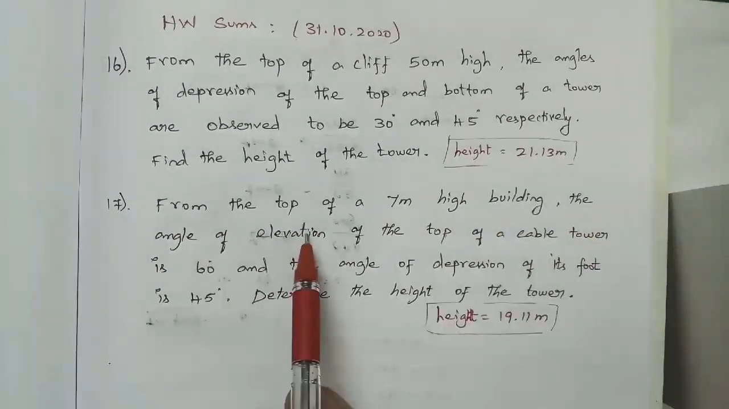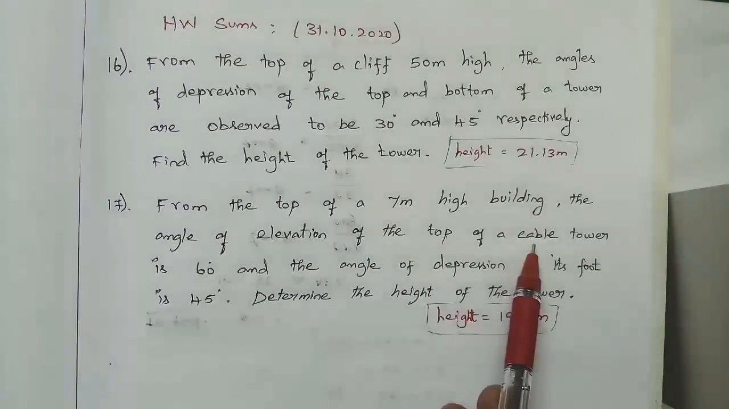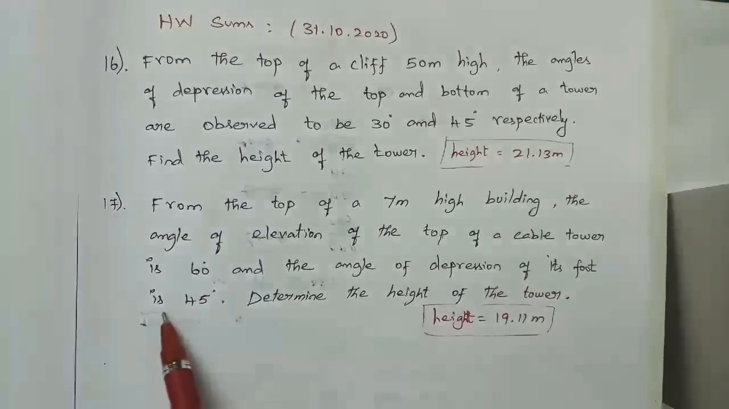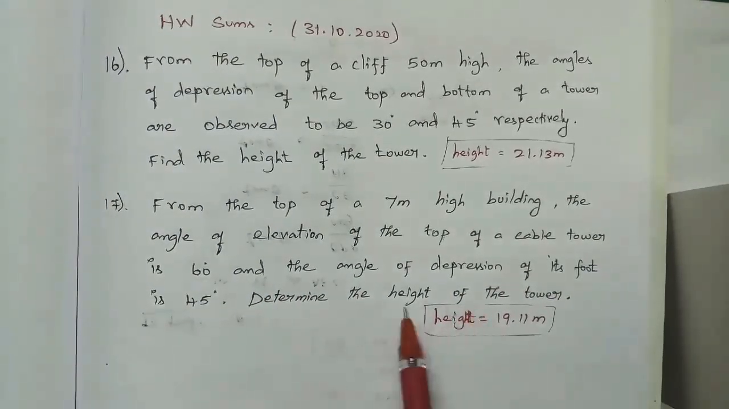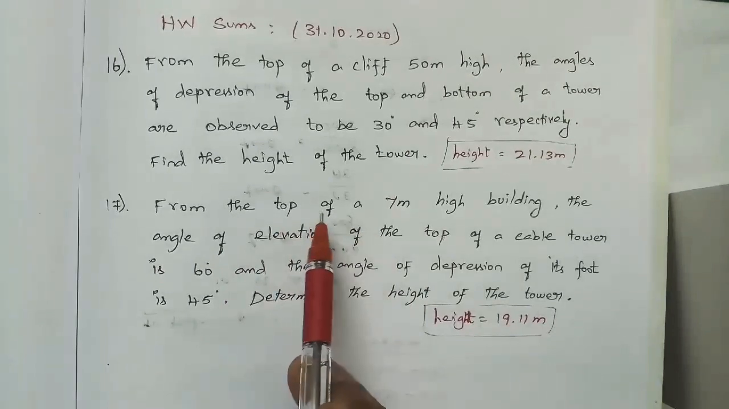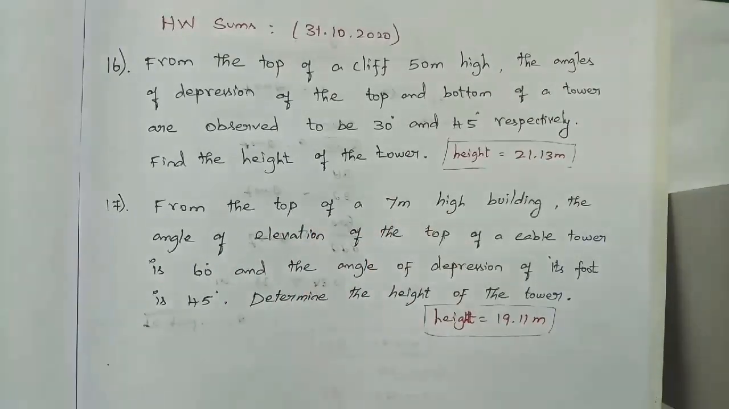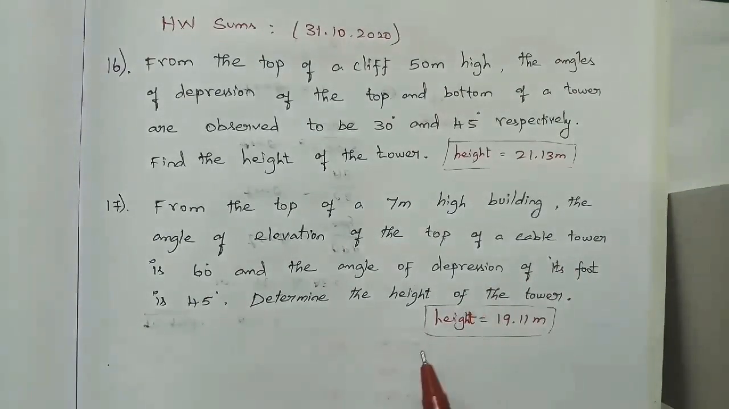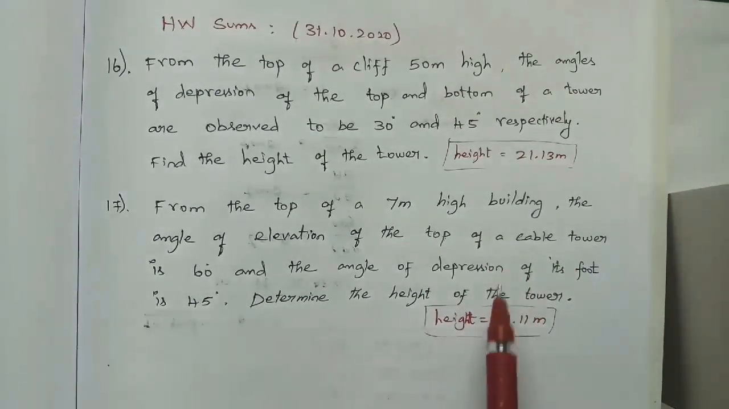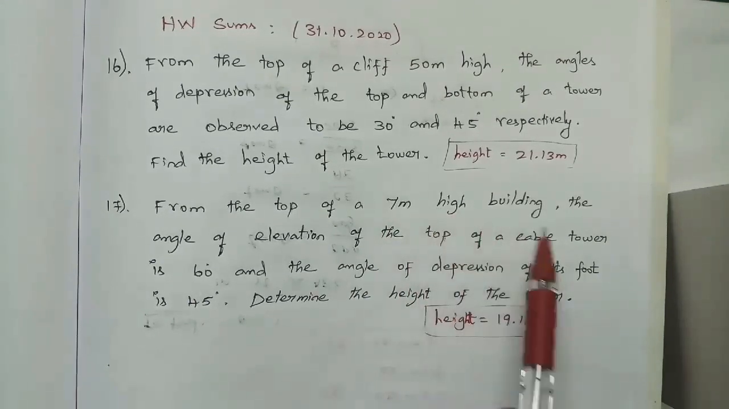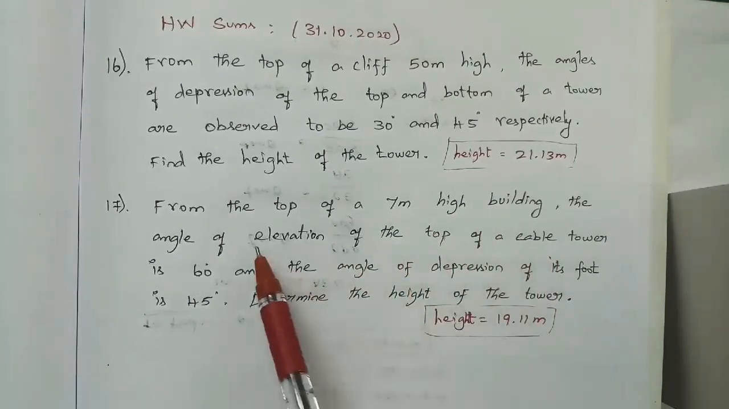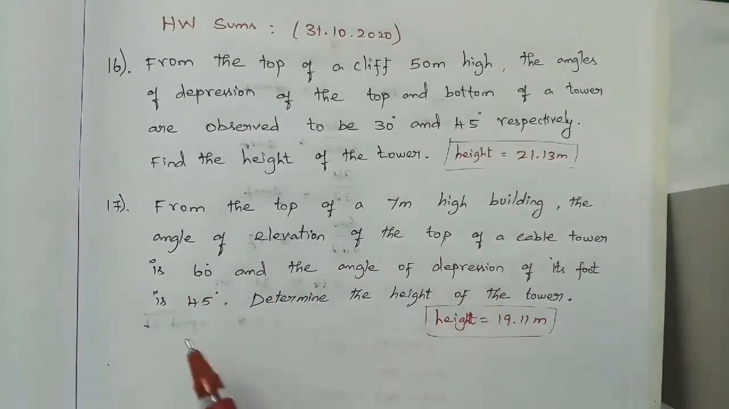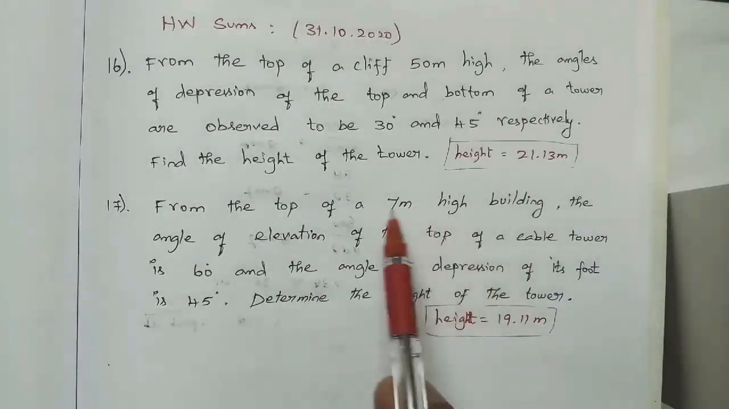And sum number 17: from the top of a 7 meter high building, the angle of elevation of the top of a cable tower is 60 degree and the angle of depression of its foot is 45 degree. Determine the height of the tower. They are observing the top of a cable tower, and at the same time the foot of the cable tower. Compared to the building, the cable tower is bigger because angle of elevation is there. So angle of elevation is 60 degree, angle of depression is 45 degree, and the building height is 7 meter.